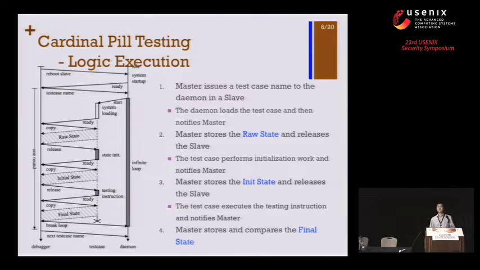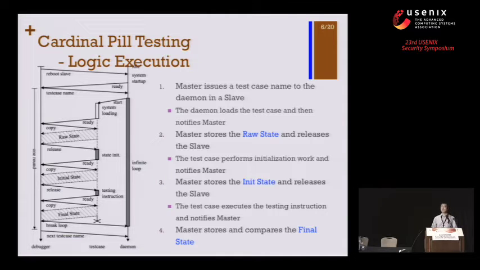Our logic execution for each test case can be divided into 4 phases. In the first phase, the master issues a test case name to the slave. And then the daemon inside the slave will load this test case and then notifies the master. When the master gets this notification, it will store the raw state of the slave and stores the state in its local storage.